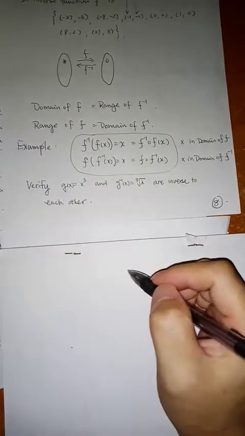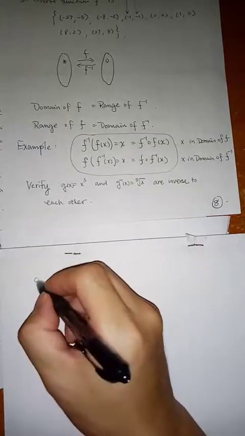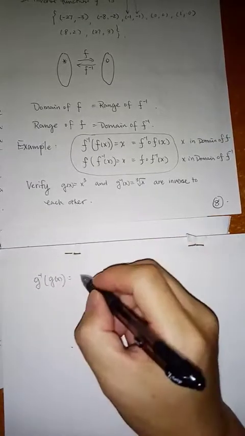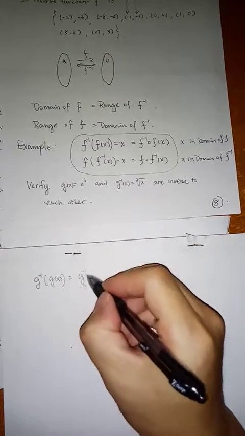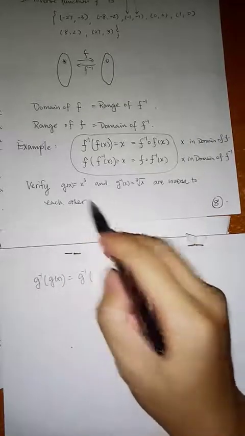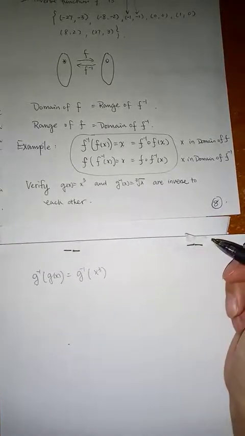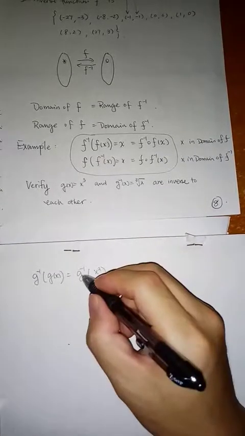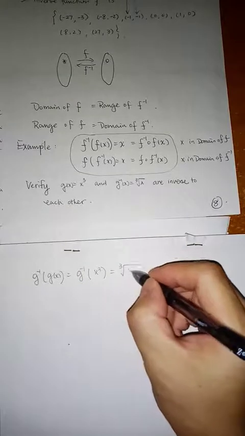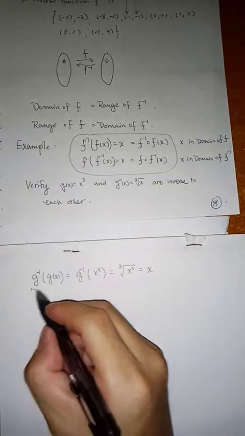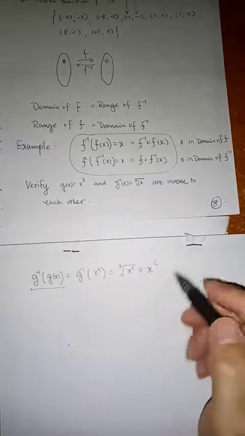So we are going to compose g inverse and g of x. Copy the external function g inverse. What is g of x? x cubed. And you apply g inverse to x cubed, you get cube root of x cubed. Cube root of x cubed is x. So you get g inverse composed with g is x.